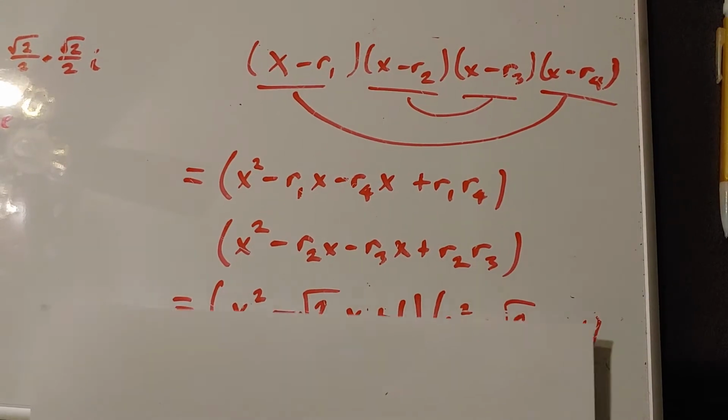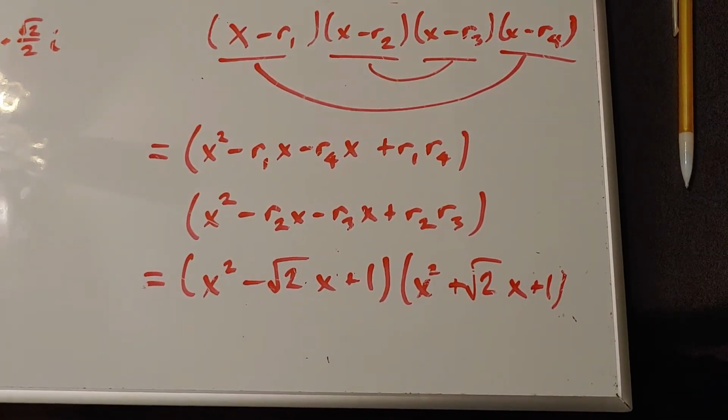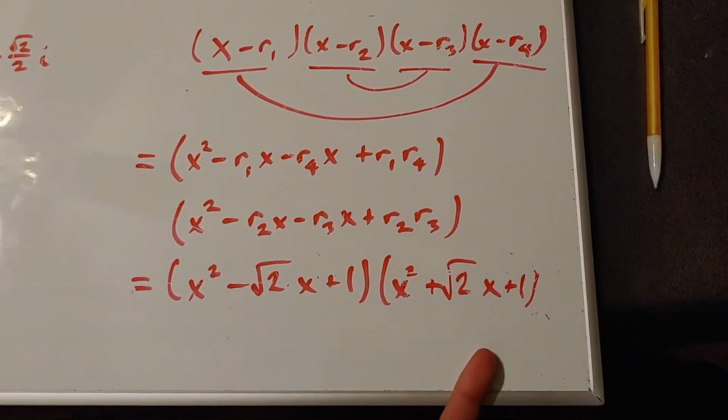And now, when you plug in the values of R1, R2, R3, and R4 from earlier, you'll find that this is the factorization that you get. So there you go.